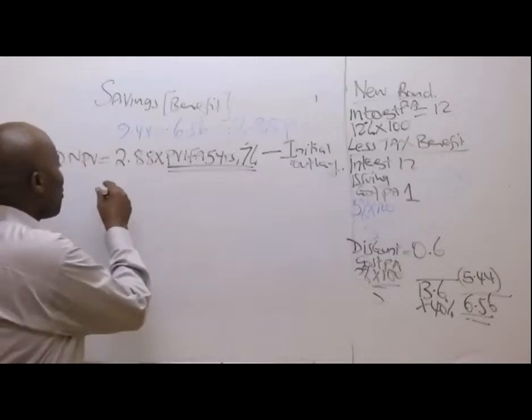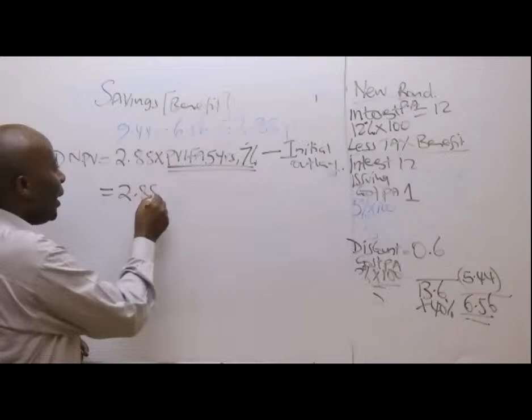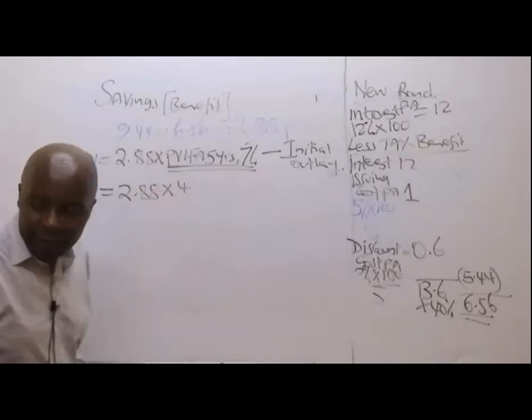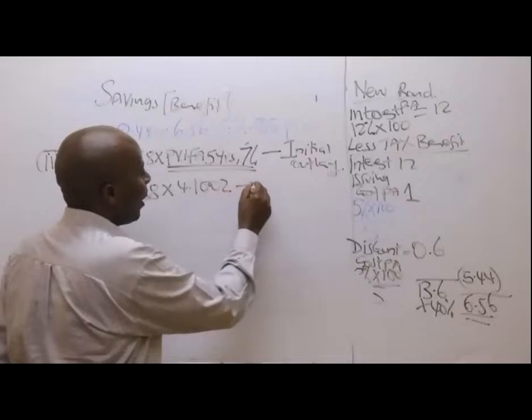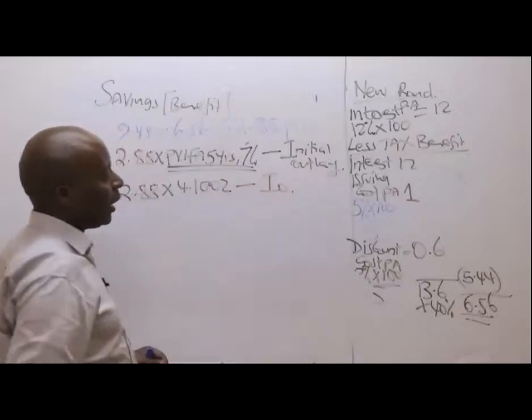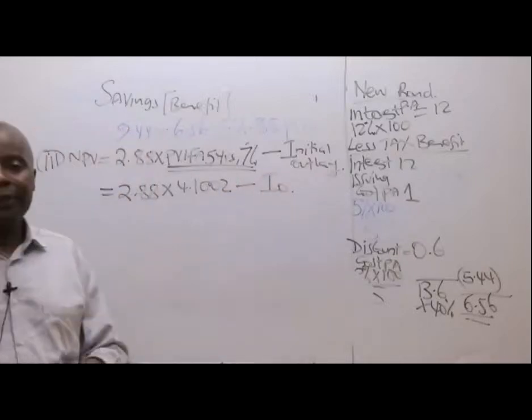All of us. So we have here 2.88 times 4.1002, now minus what we call the initial outlay. Minus the initial outlay.